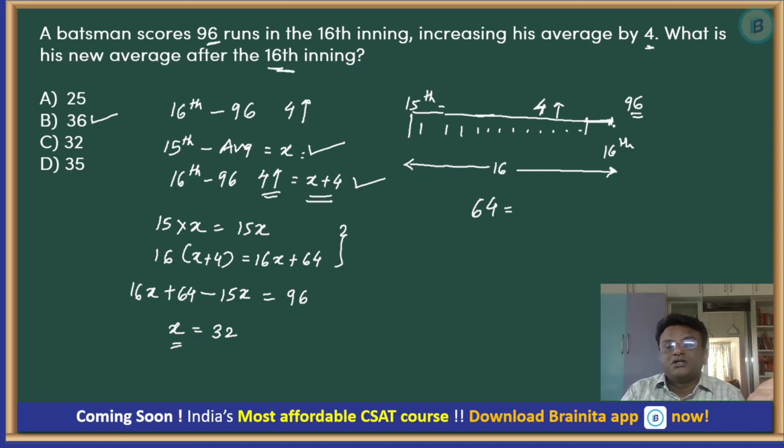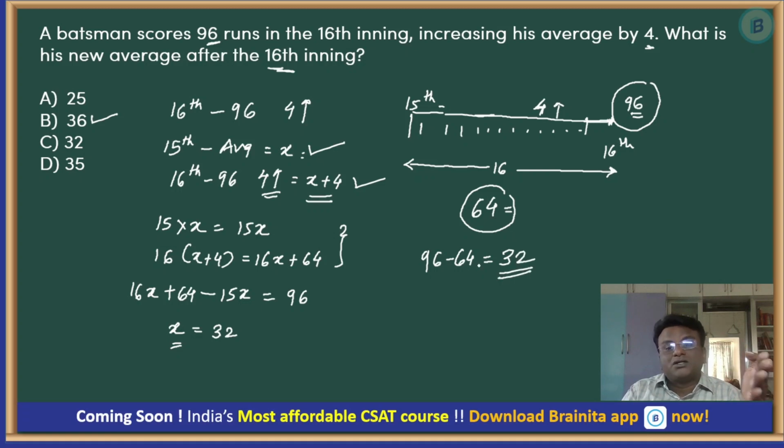Okay, understand what I'm trying to say. Out of these 96 runs, these 64 runs actually contributed to the increase of the average by 4, because from 15 innings to 16 innings the average has gone up by 4, right? So out of these 96, per innings 4 runs, that is 16 into 4, 64 total runs contributed to the increase of the average. That means the remaining, 96 minus 64, would be his original average after the 15th innings, which is nothing but 32.